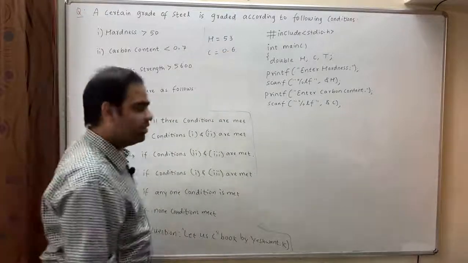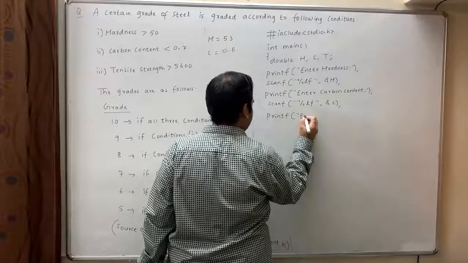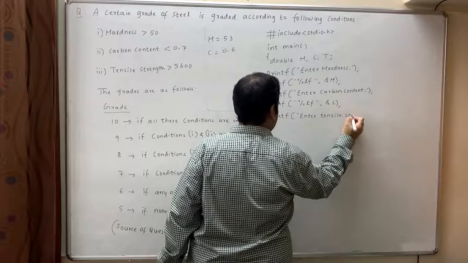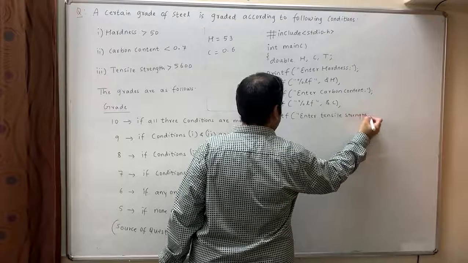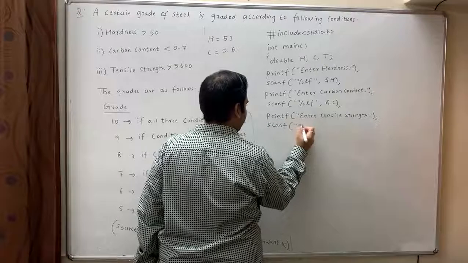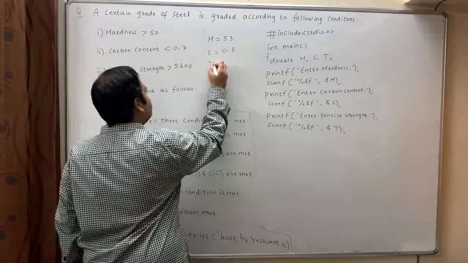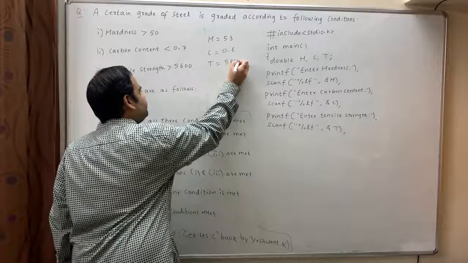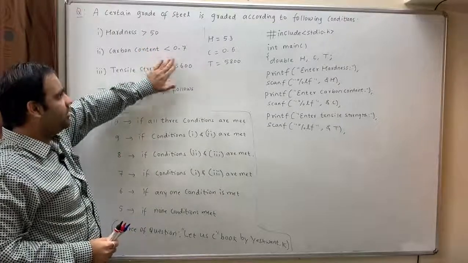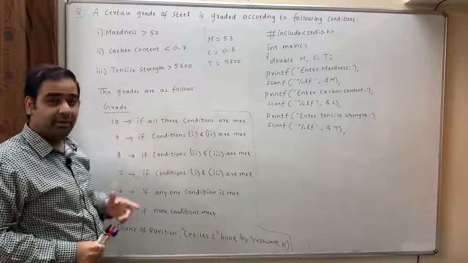Next you have to read the tensile strength. We say printf, enter tensile strength, and we read it as scanf, percentage LF ampersand T, and let tensile strength be say 5800. Okay, now see here, hardness is greater than 50, carbon content is less than 0.7 and tensile strength is greater than 5600. Therefore it should be grade 10.